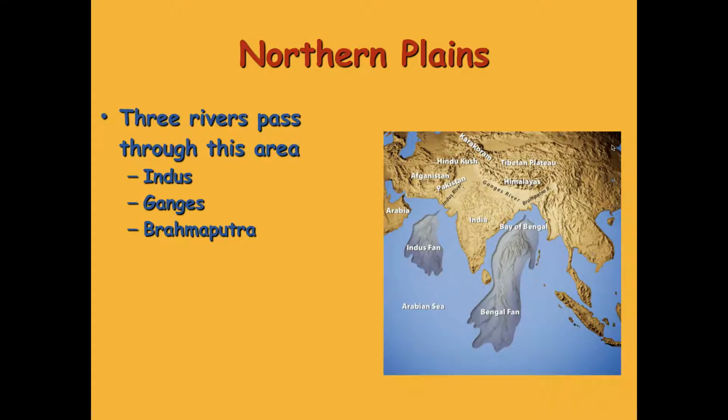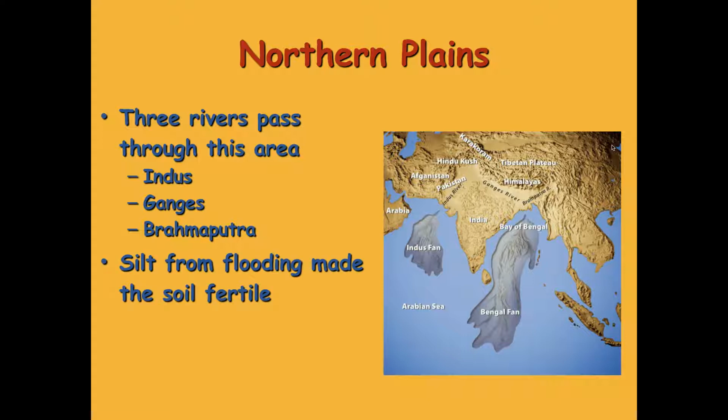Next is the northern plains. So the three main rivers that we're going to learn about, the Indus, the Ganges, and I'm going to try my best, the Brahmaputra, all go through this part of India. You can see them in an up-down shape there, with the Indus on the most western side, the Brahmaputra on the other, and then the Ganges right there in the center.